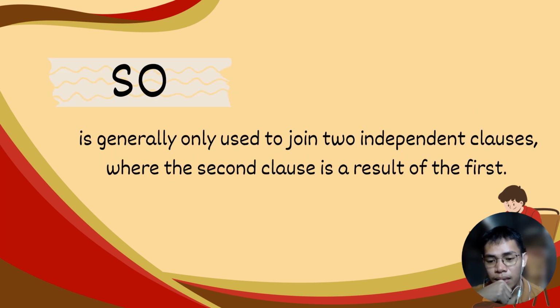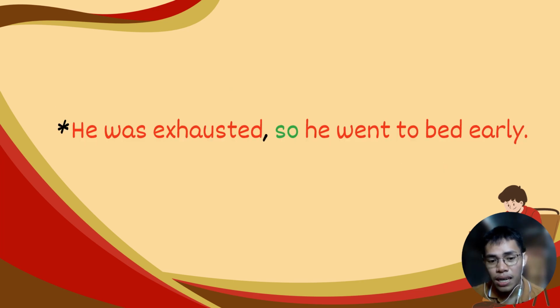Lastly is the limited coordinating conjunction so. Generally, so is only used to join two independent clauses, where the second clause is a result of the first. For instance, he was exhausted, so he went to bed early. So the second independent clause is introduced by the limited coordinating conjunction so, as the result.